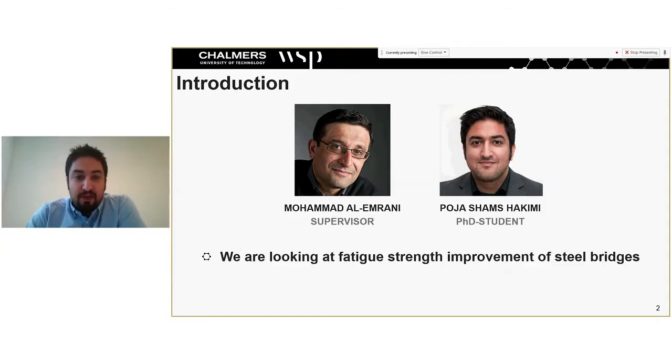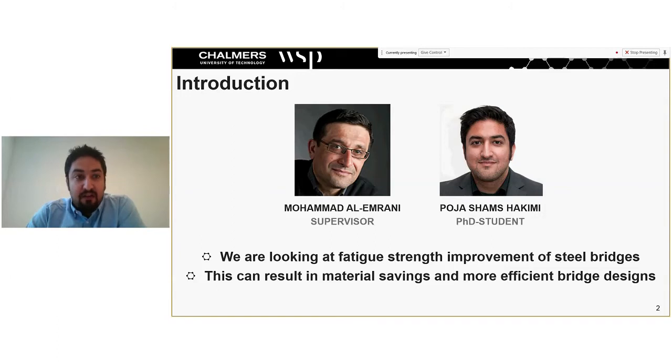And as you could see in the title, we are looking at the fatigue strength improvement of steel bridges, which can result in material savings and more efficient bridge designs.